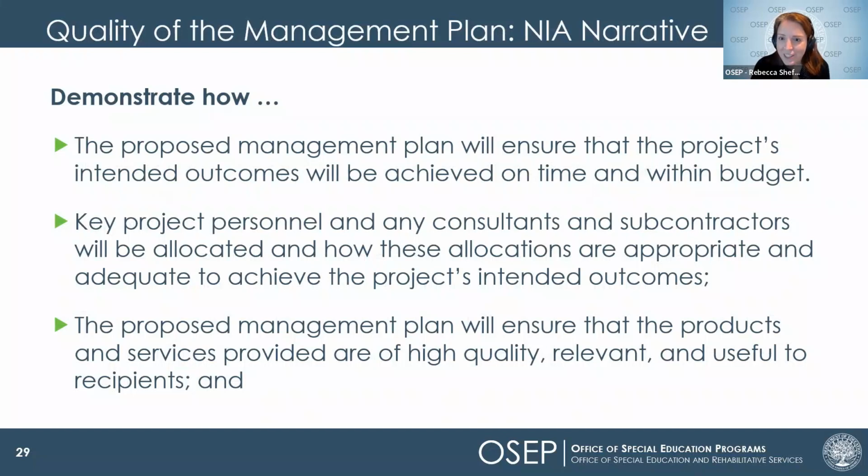Slide 29 relates to the quality of the management plan for the proposed project. In this section, the narrative should address how the proposed management plan will ensure that the project's intended outcomes will be achieved on time and within budget. Demonstrate how key project personnel and any consultants and subcontractors will be allocated and how these allocations are appropriate and adequate to achieve the project's intended outcomes, and how the proposed management plan will ensure that the products and services provided are of high quality, relevance, and useful to recipients.